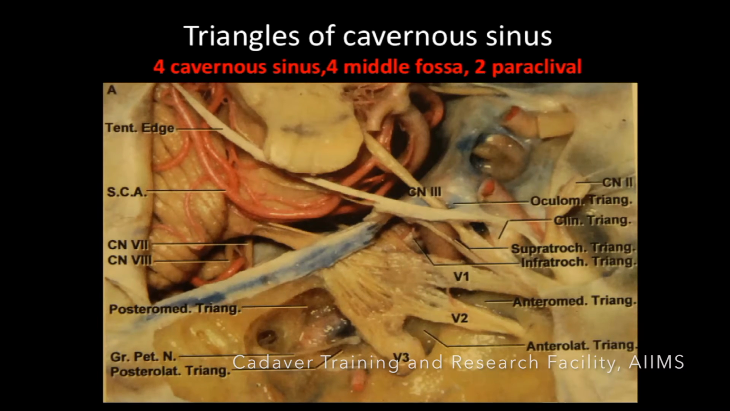Oculomotor triangle, clinoidal triangle in the roof, supratrochlear triangle, infratrochlear triangle in the lateral wall, anteromedial triangle in the middle fossa, anterolateral triangle also in the middle fossa. Then you have the posterolateral triangle, the posterior border of V3 and GSPN and the middle meningeal artery origin, foramen spinosum.